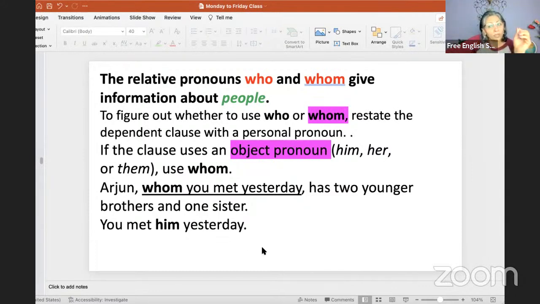So if you are a student and you get these kind of questions, make sure, take notes right now कि जो subject pronoun है उस पे who लगता है, क्योंकि subject pronoun क्या है? He, she, they, right? और अगर आ गया object pronoun तो उस पे क्या लगेगा? Whom लगेगा. So I hope you are clear about these two.